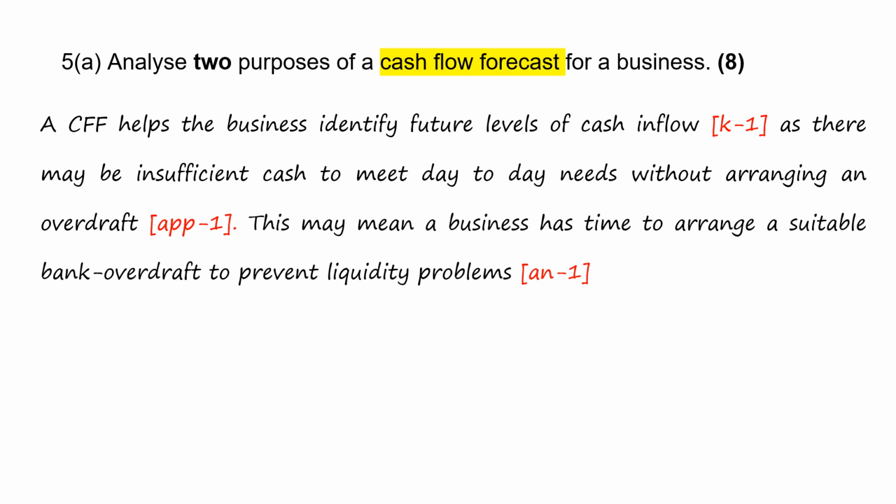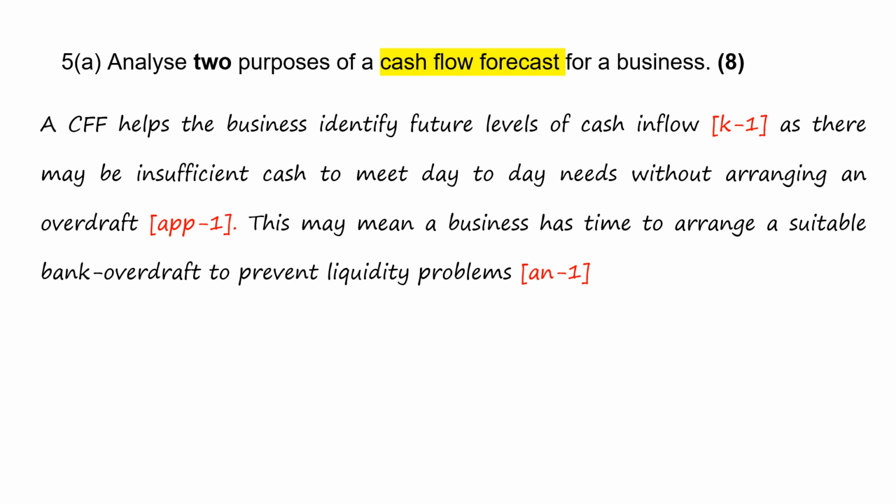The second part for application: this may mean a business has time to arrange a suitable bank overdraft. Why? To prevent liquidity problems. So remember the flow, remember the phrasing, the way the examiner works through the question. It is easy for you there. Okay, 1, 2, 3, 3 marks. Now, another 1 mark.